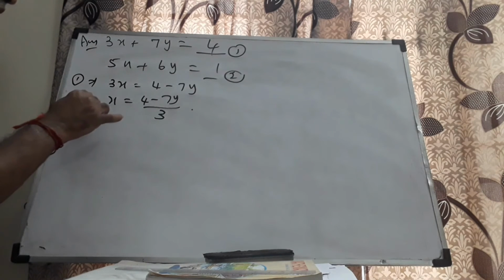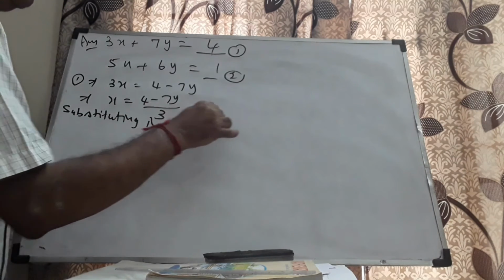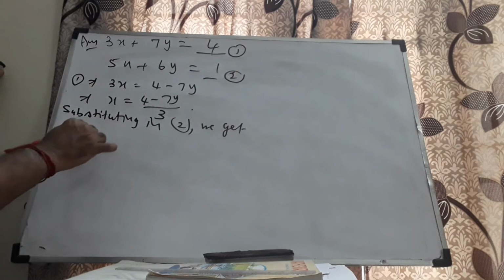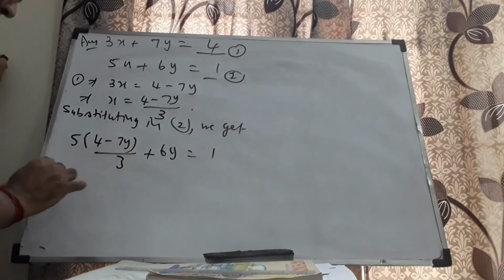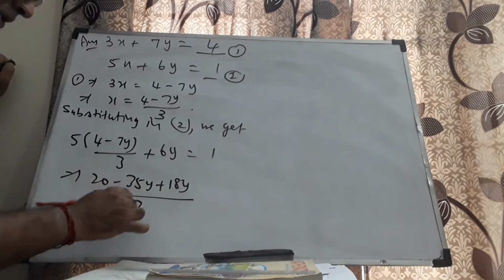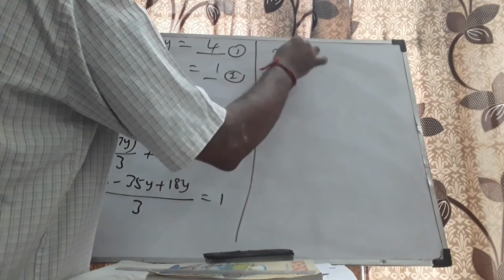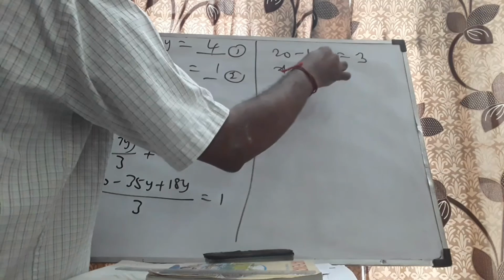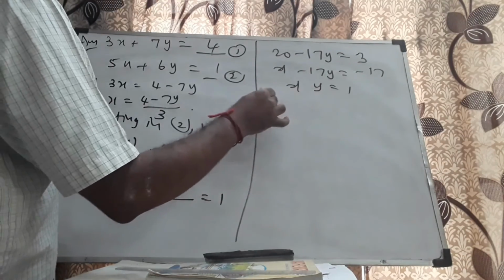Substituting in 2, we get 5 into 4 minus 7y whole by 3 plus 6y is equal to 1, which implies 20 minus 35y plus 18y whole by 3 is equal to 1. Therefore 20 minus 17y is equal to 3, which implies minus 17y is equal to minus 17, which implies y is equal to 1.